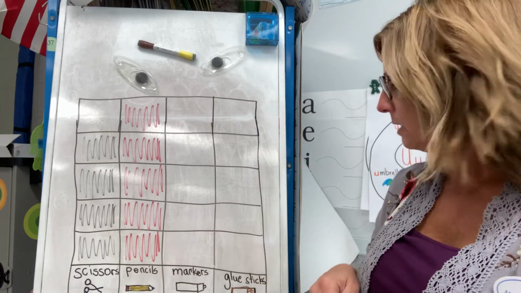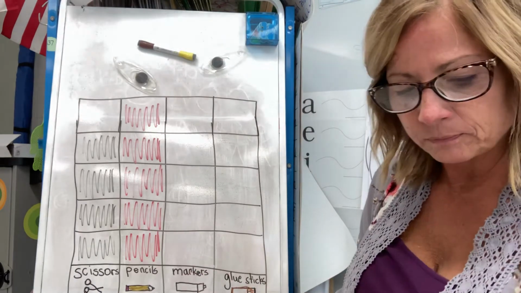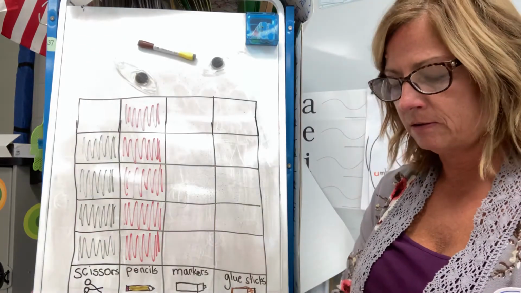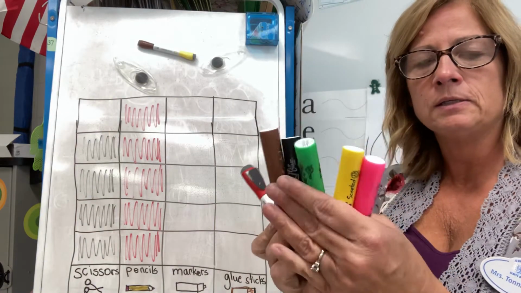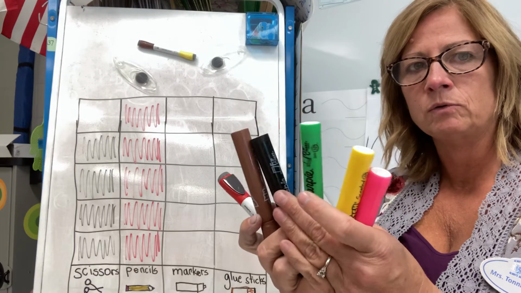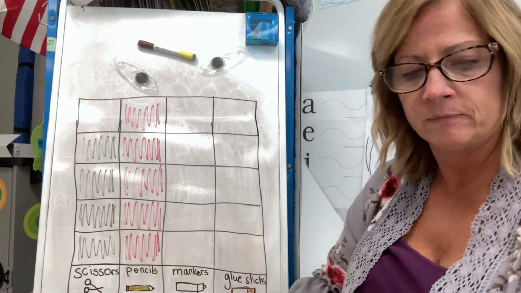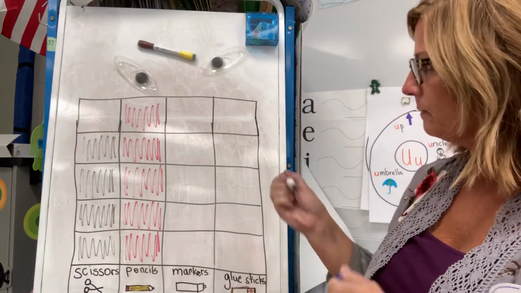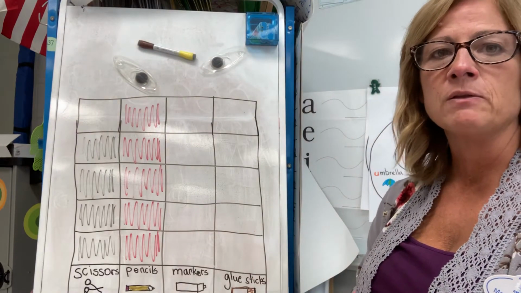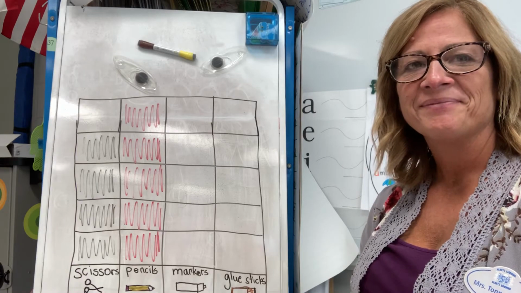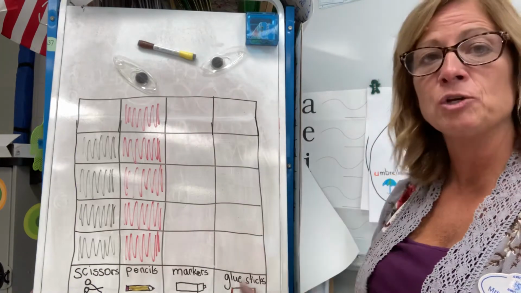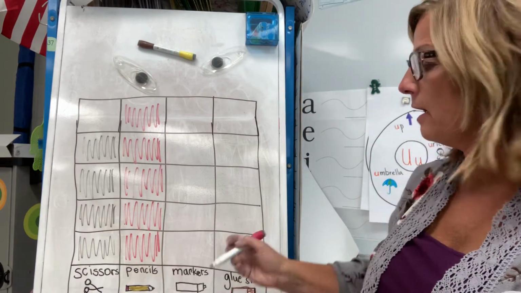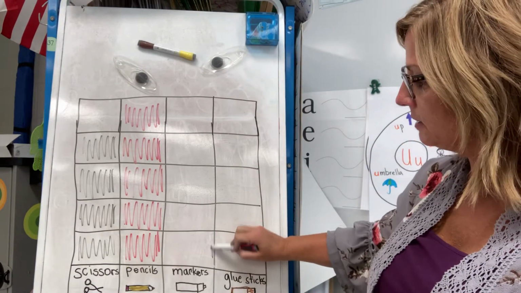Okay, our next one shows markers. Do you remember how many markers we had? It's this 5. 1, 2, 3, 4, 5. Okay. So let me get a different color. We'll do purple for markers. So I have to color 5 boxes. Where do you think that one's going to go to? If you think it's going to go up there, you're right, because there were 5 pencils. So if they both have 5, we're going to color up the same amount of boxes.